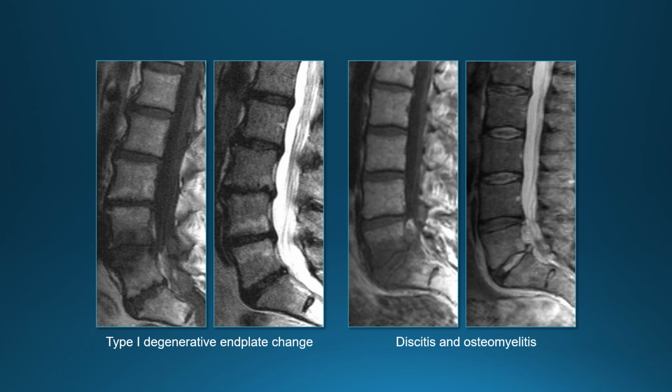The important thing about the type 1 endplate changes, you need to distinguish that from discitis. So the patient on the left has degenerative type 1 endplate changes, the one on the right, discitis osteomyelitis. The important differentiating features with infection: often the disc is bright on T2, whereas most of the degenerated discs are dark on T2, and even more important, in the prevertebral soft tissues we'll see edema and enhancement in patients with infection, but not with degenerative endplate changes.